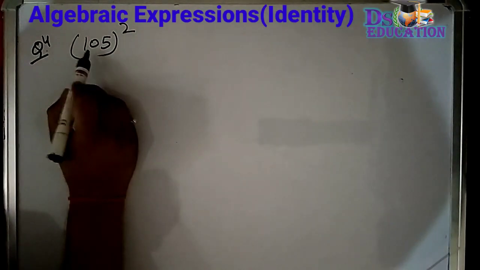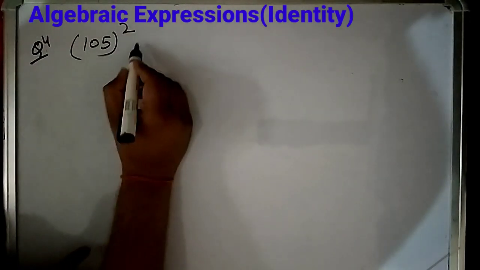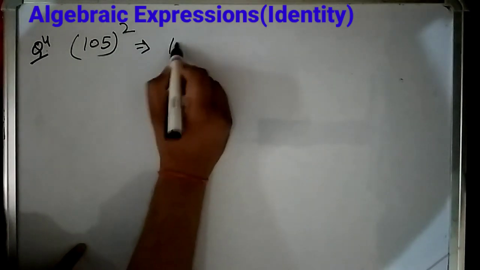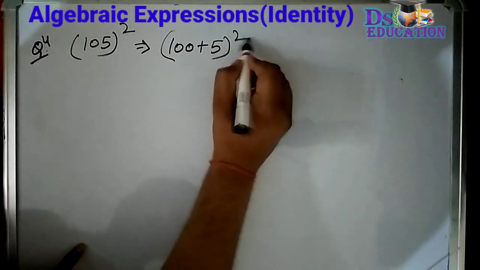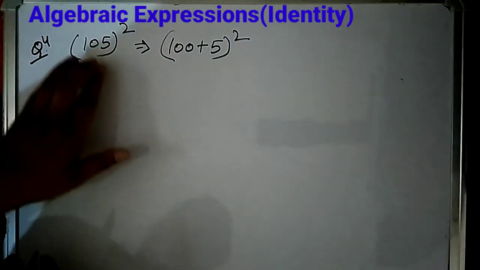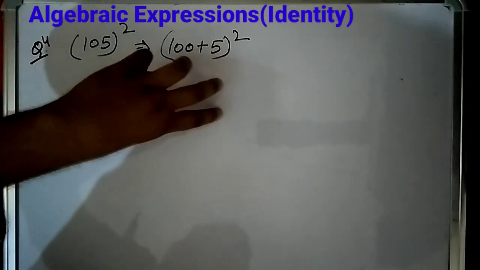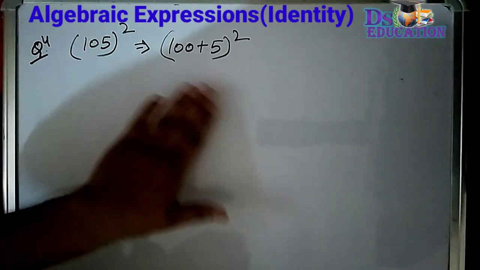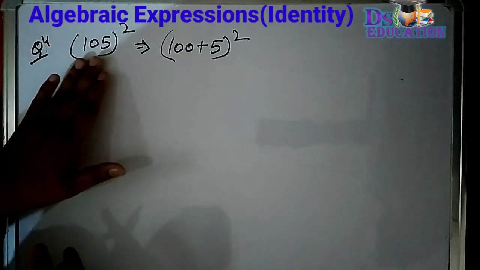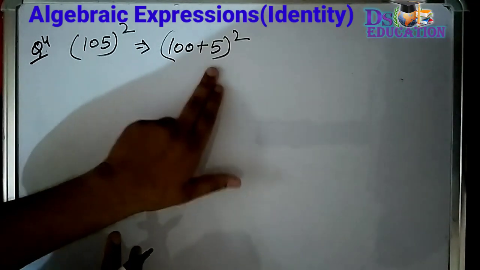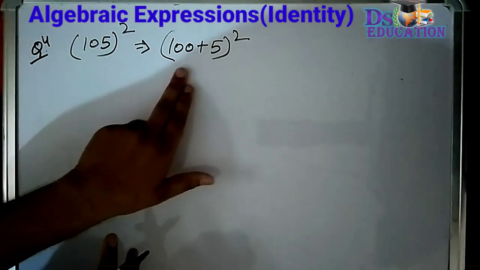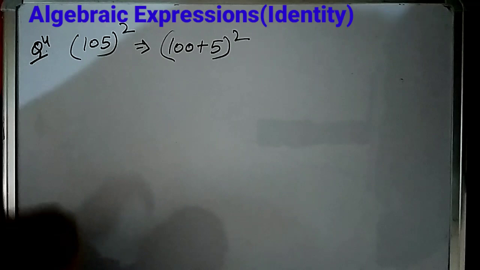In this they have given 105. So what we can do, we can change this to 100 plus 5. Always remember that we have to change the given number into two parts which are easy to multiply. You can divide 105 into any parts, but 100 plus 5, both are convenient numbers which can be multiplied in a short time.